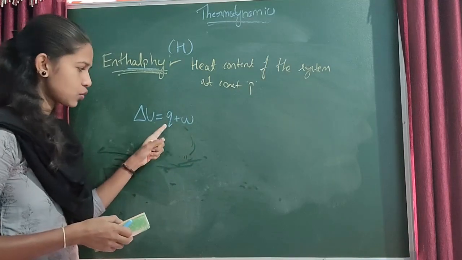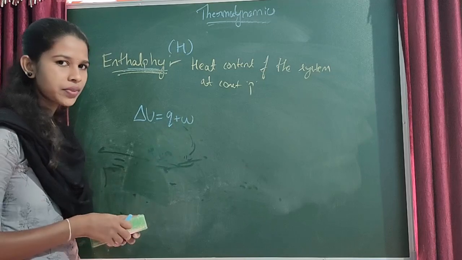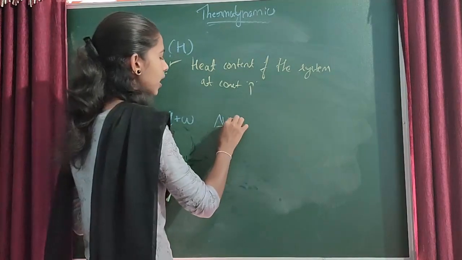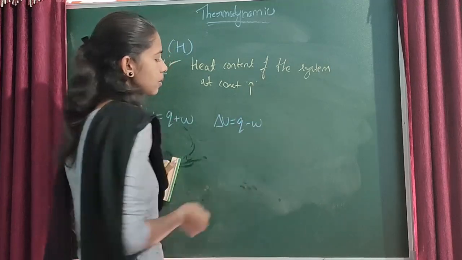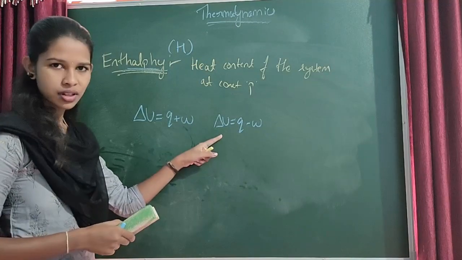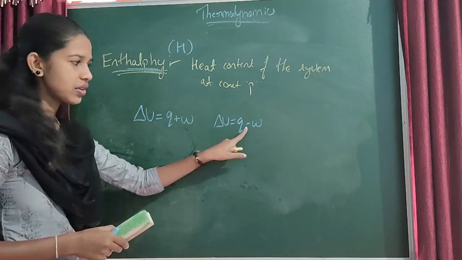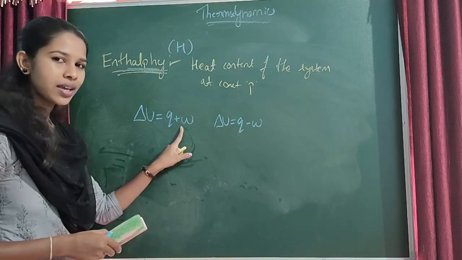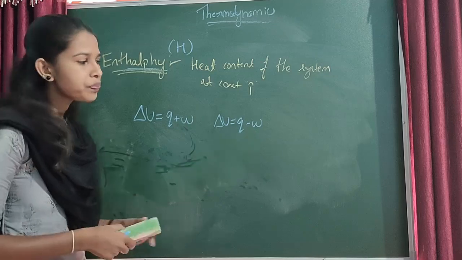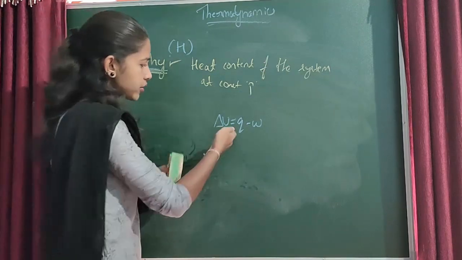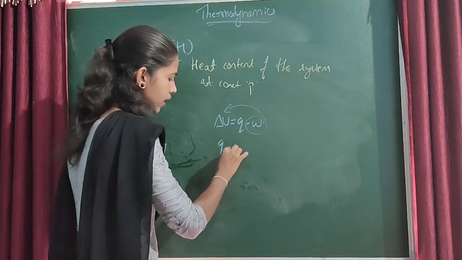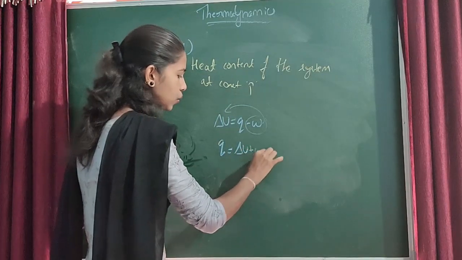That means heat is absorbed by the system and work is done on the system. If work is done by the system, then we can write the same equation as delta U is equal to Q minus W. Both equations are the mathematical forms of the first law only. The only difference is the sign convention. This is work done on the system, and this is work done by the system. Now let's rearrange this equation. Send this down to this side, then we get Q is equal to delta U plus W.